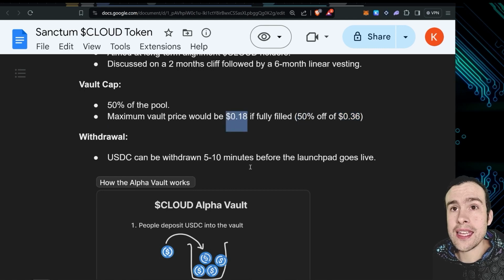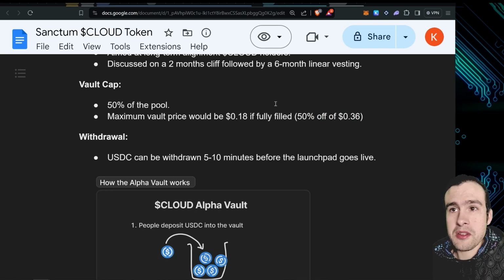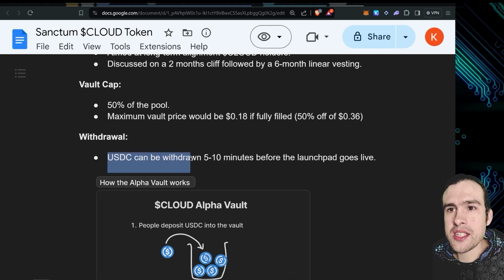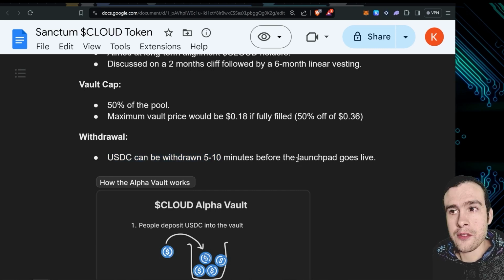So if you feel like in 8 months time, the cloud token will be worth more than 18 cents, then this will still be worth it. And if the vault doesn't fill, then you'll be getting an even cheaper price, which is quite attractive. It might only be like 8 cents or something like that, which I think would be an absolute bargain. But we'll have to see if the vault fills up. So USDC can be withdrawn 5 to 10 minutes before the launchpad goes live. So that's something to factor in, that you can actually pull your USDC from the vault.